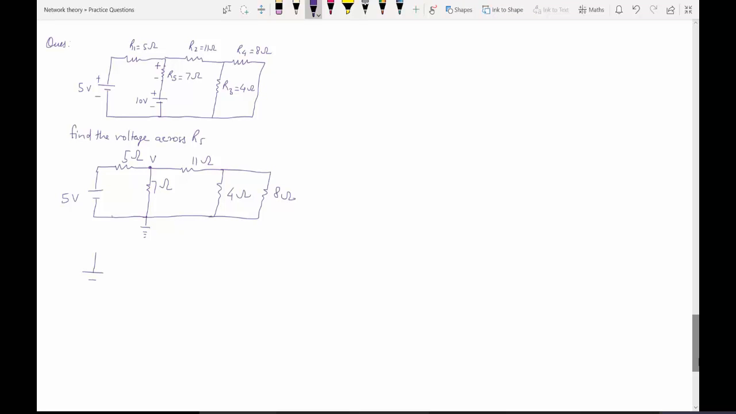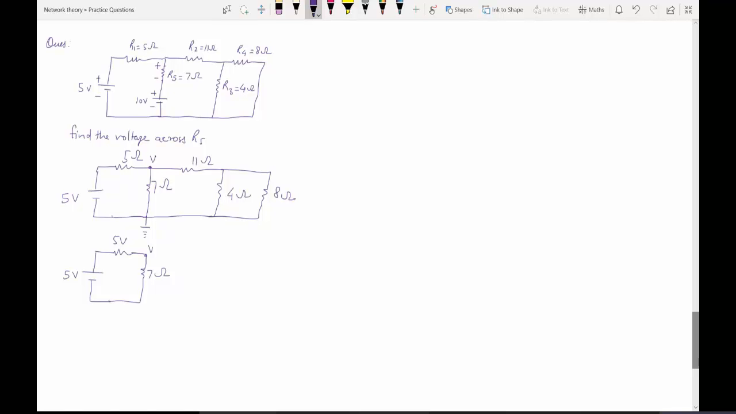There are many ways to find the voltage. So 5 volt here, V here, 7 ohm. First, we will simplify the circuit. Simplify means there are 3 resistance are here. We will have to convert, we will convert it into one resistance. Okay, that will be good.